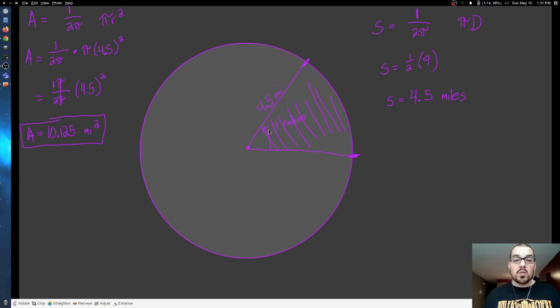Since my angle measure is 1 radian, remember, a radian is determined by the angle that cuts off an arc length exactly equal to the radius. So since this measure is 1 radian, I should expect it to be 4.5 miles.